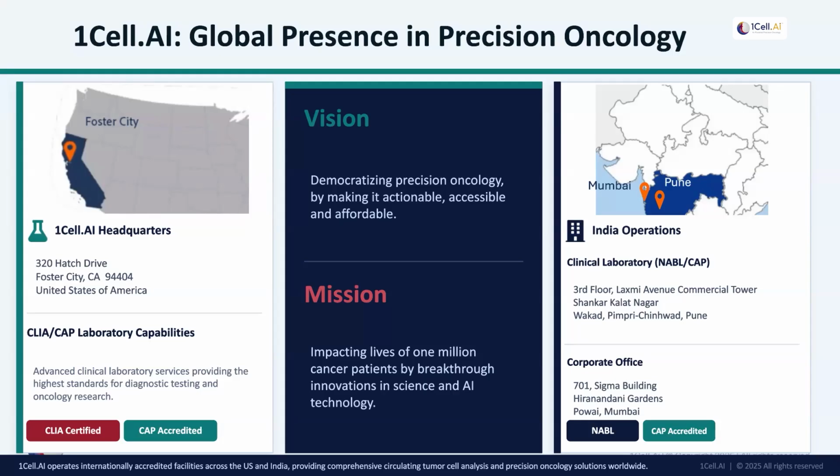We are working toward impacting the lives of 1 million cancer patients through breakthroughs in science and AI. For those of you in pharma, you can think of 1Cell as a potential partner for clinical trial design, patient selection, biomarker discovery, and drug development. Everything that you're about to hear is built on that infrastructure.